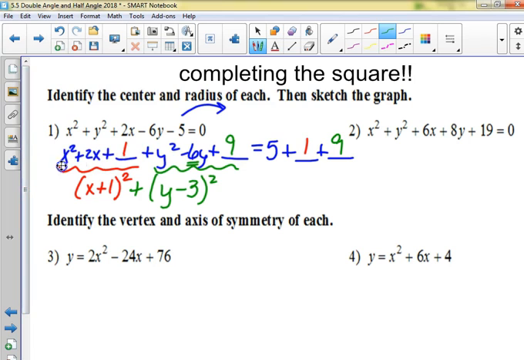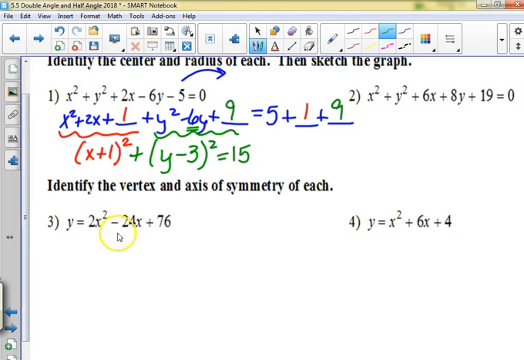Notice there were no coefficients, okay? We'll deal with coefficients in a minute. In other words, there was nothing in front of this x squared or y squared, okay? So when we get done over here, we end up with what, 15? Okay, this would graph as a circle whose center is at -1, 3 with a radius of square root of 15. More on that next week. All right, I'm just going to do one more down here.